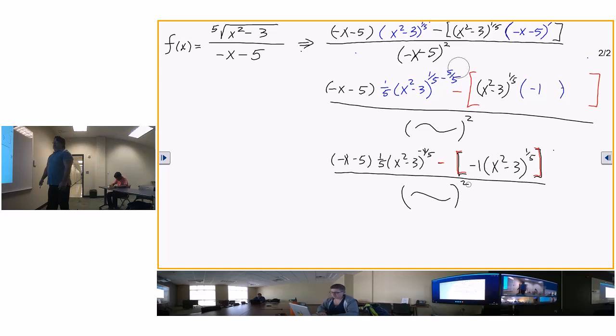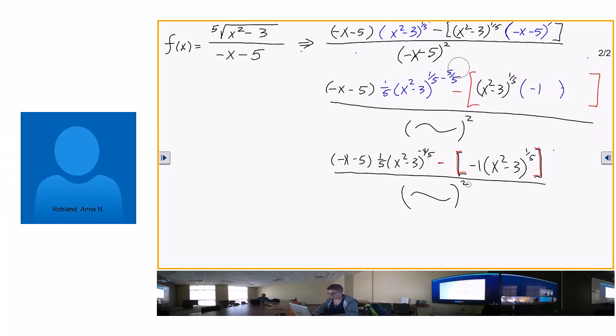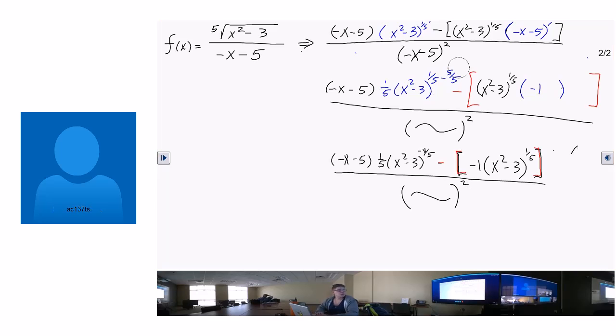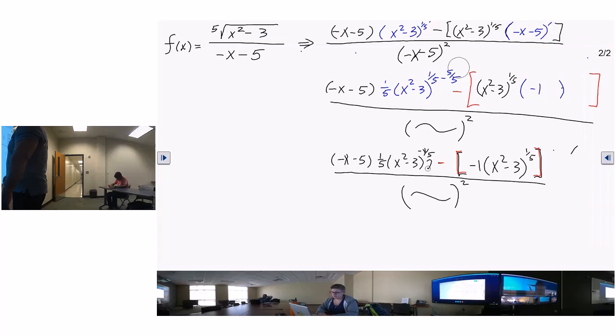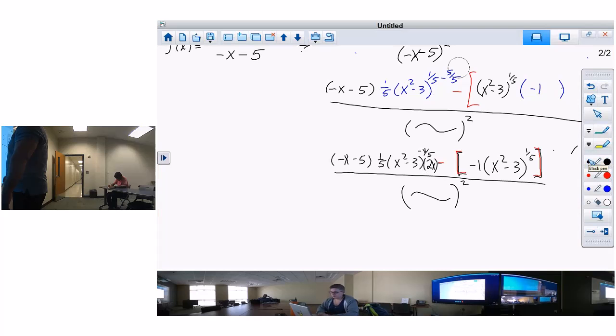All right? Here, am I supposed to take the derivative of x squared minus 3? Did I not take the derivative? I'm sorry. Okay. You're right. 2x. I don't know why I didn't. I wanted to make sure y'all were paying attention. All right. So 2x times, that'd be 2x over 5. But you can bring all that out.